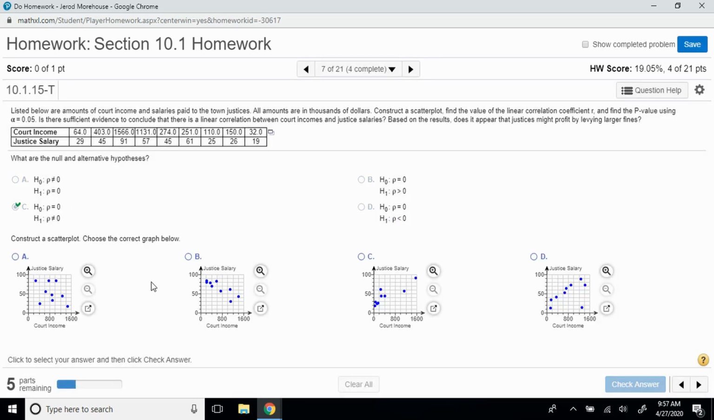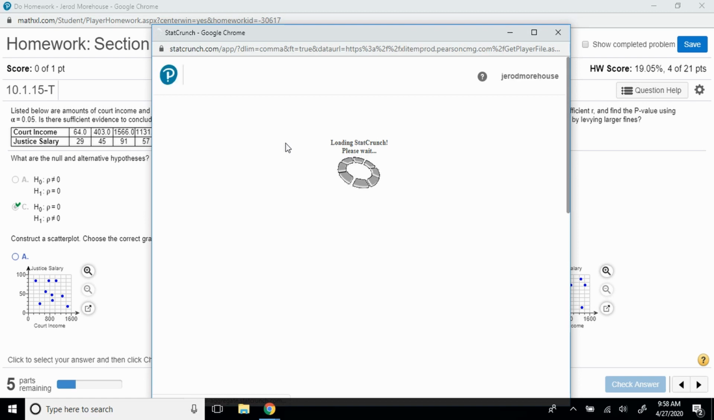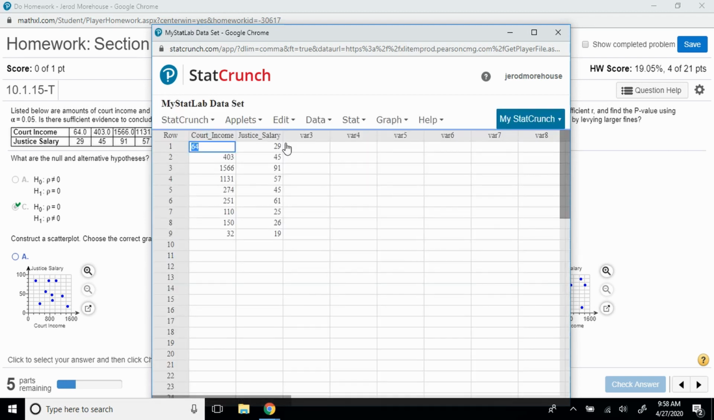Now it says construct a scatter plot. Well, we're going to have to get this data into StatCrunch eventually, so let's just go ahead and do it now. Once we have the data open in StatCrunch, we know from reading the question they're going to ask about the correlation coefficient and the p-value.